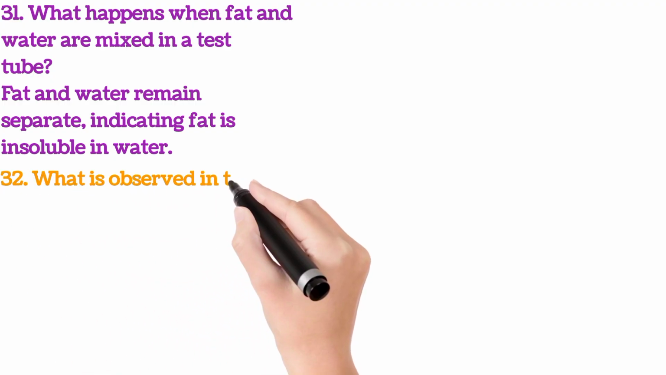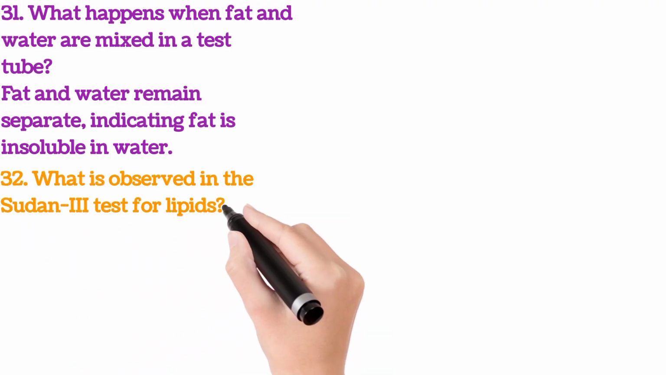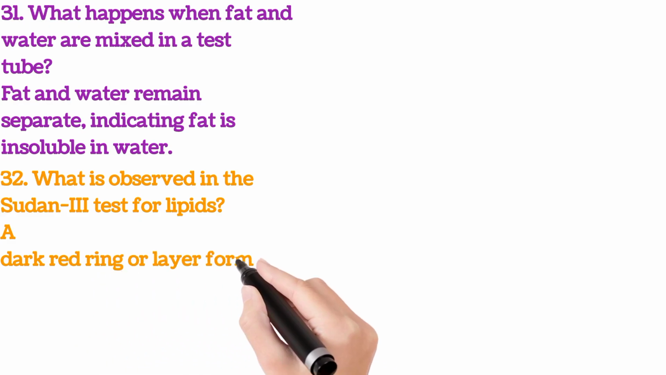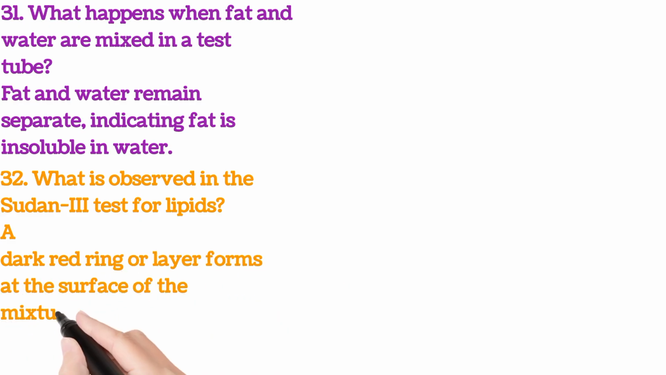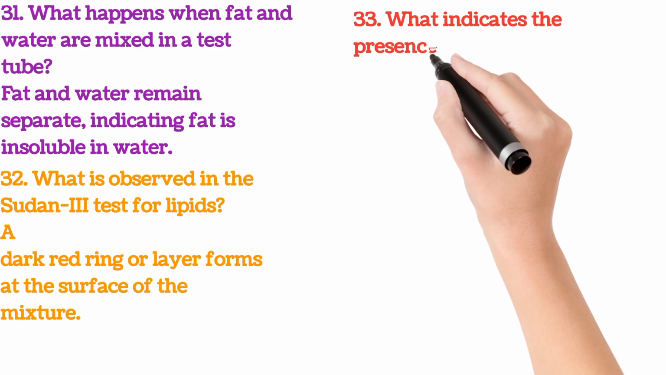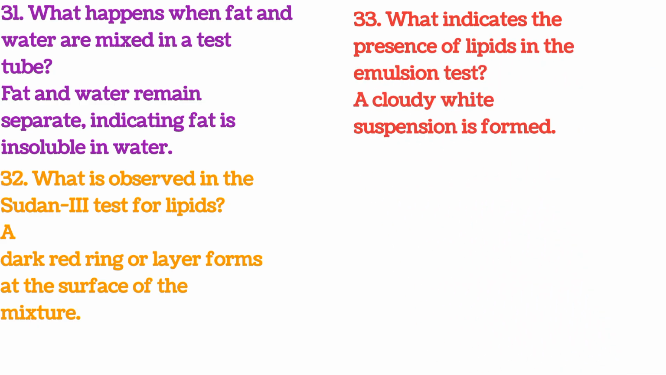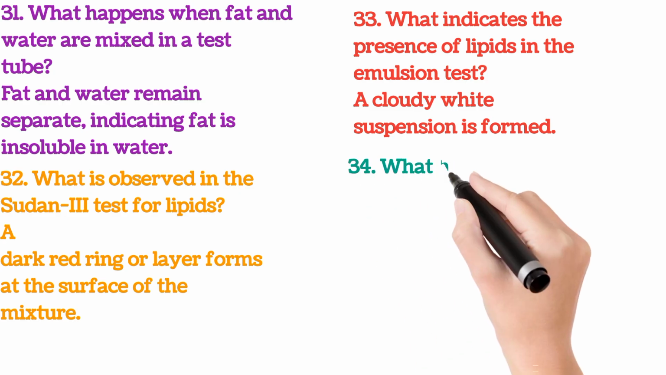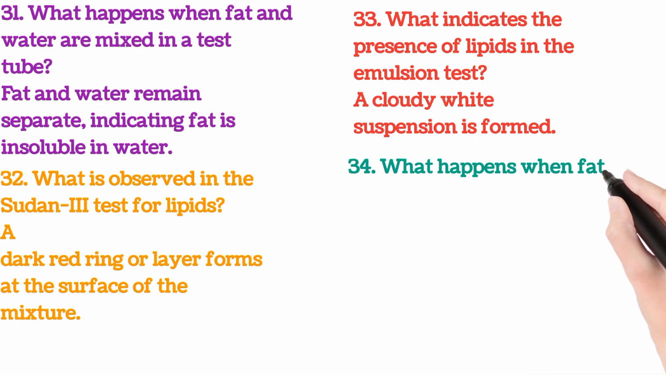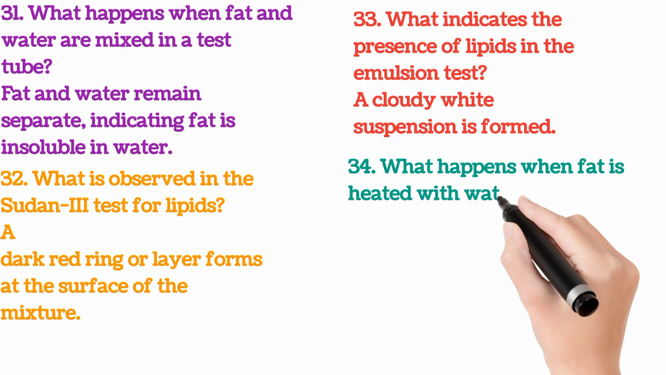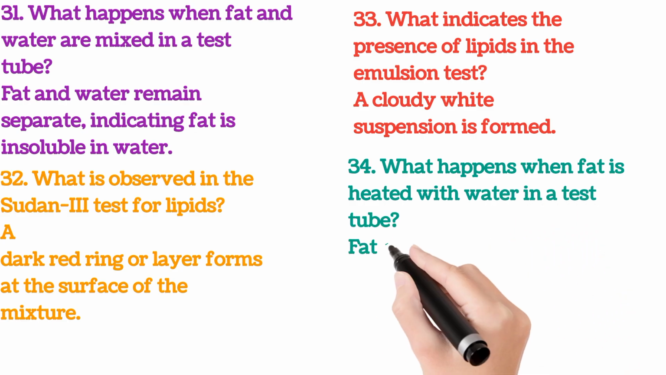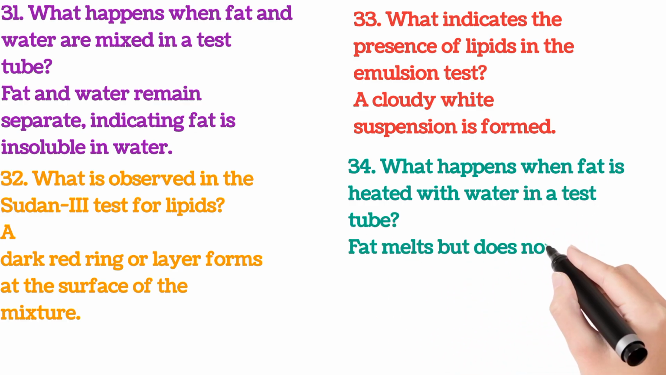32. What is observed in the Sudan-III test for lipids? A dark red ring or layer forms at the surface of the mixture. 33. What indicates the presence of lipids in the emulsion test? A cloudy white suspension is formed. 34. What happens when fat is heated with water in a test tube? Fat melts but does not mix with water, forming a clear upper layer.